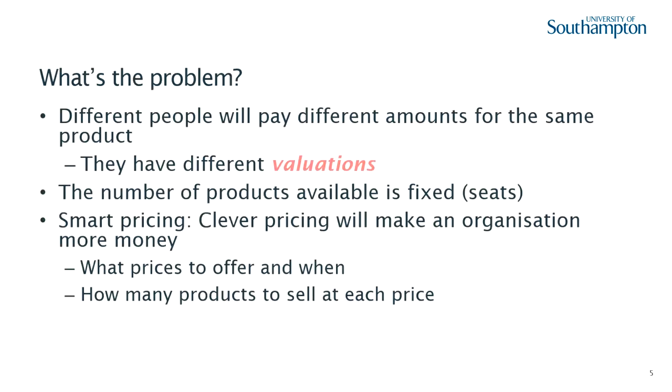And from a business point of view, this makes sense. For example, different people have different valuations, meaning that some people are willing to pay a higher price, some people are not. And we also have a fixed number of seats within the stadium, meaning that we need to plan carefully so that we can make some money, and price the seats in a really clever way so that we can make more money. We need to determine what prices to offer and when. Also, how many products to sell at each price. What percentage of the seats should be, let's say, priced at £100, while the others are at lower prices.